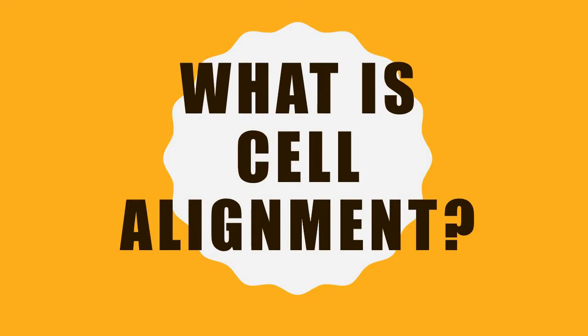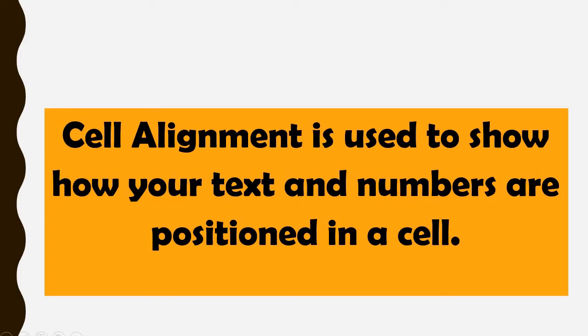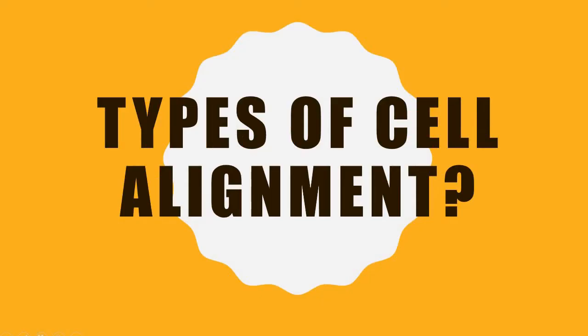Today I am going to tell you the first tool, which is known as cell alignment. What does alignment mean? Cell alignment is used to show how your text and numbers are positioned in a cell, how they look in a cell, and how you can give them different positions. For example, right, center align, bottom align, top align, and so on. I will show you later how we can do it.